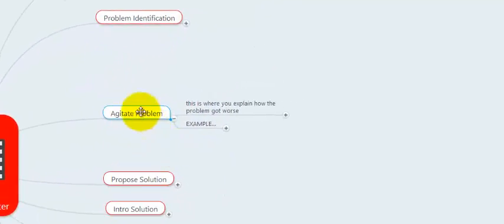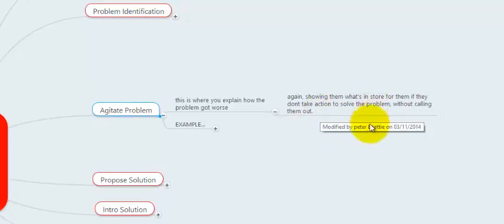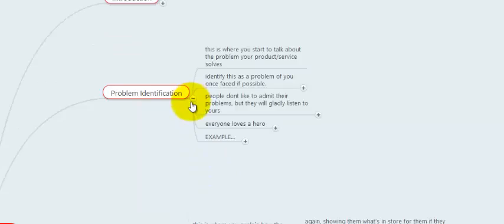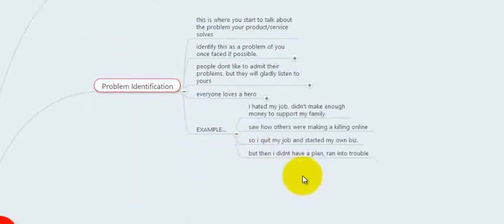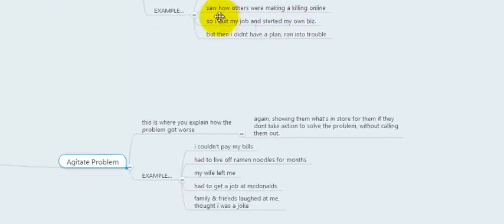So what we're going to do now is we start to agitate the problem. We explain how the problem got worse for us or the person we're talking about, as long as it's not the viewer, and we actually show them what's in store for them if they don't take action to solve the problem. Again, without exactly or specifically calling the viewer out. So we actually talk about what happened to us or how the problem got worse. So up here we have the problem where, again, he quit his job, started his own business, didn't have a plan, so he ran into trouble. So what does that mean?